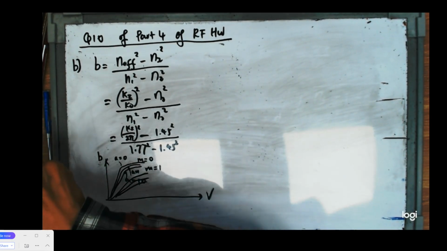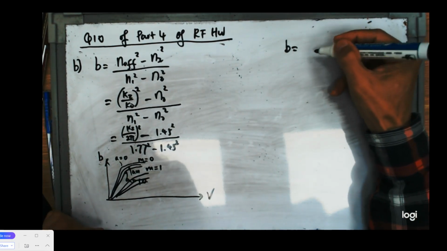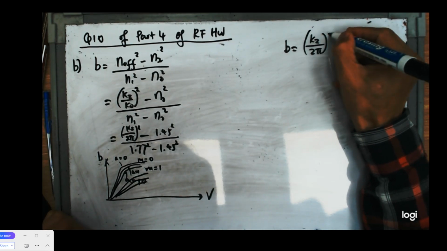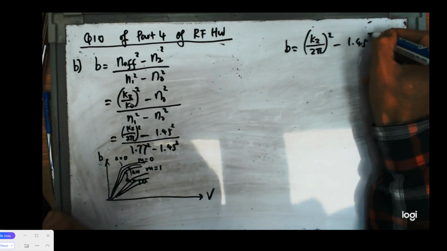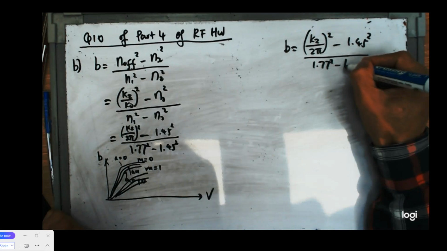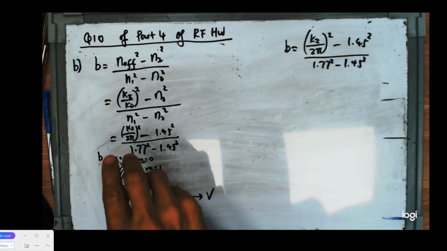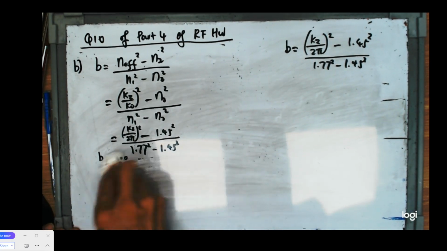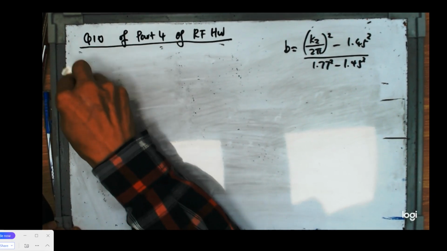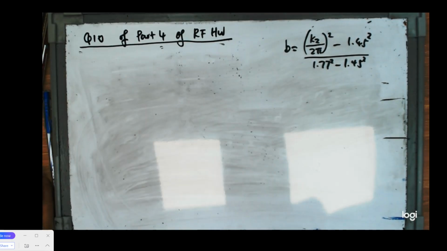We will need it. So P is equal to Kz divided by 2 pi, square root of 1.77 squared minus 1.45 squared, and the value of B will be found from the graph. So let's clean up the area here, and then we will solve the graph one after one.